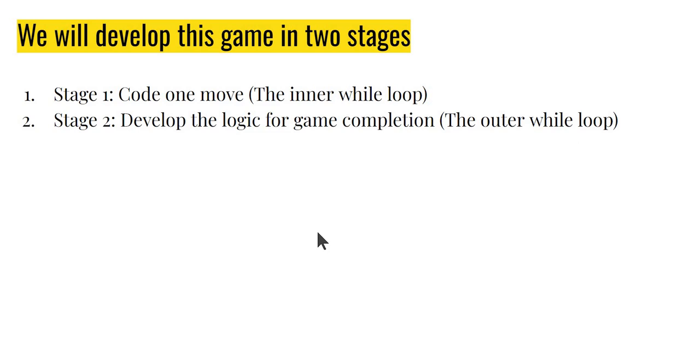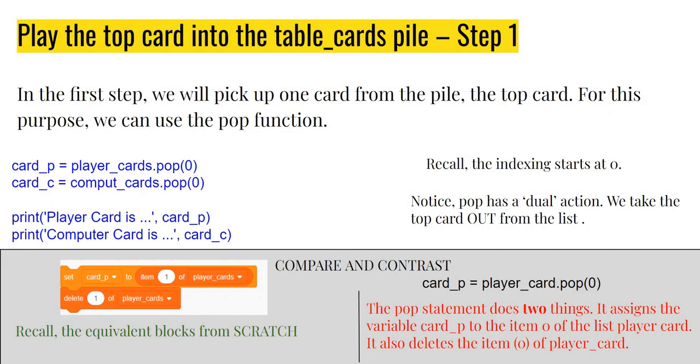Now remember, the inner loop is about the move, and the way the move works is both players pick up one card and they throw it on top of the pile. Remember, the players have a list called player cards and computer cards respectively. Now they need to pick up the top item of that list, which is item 0, and put this on the table. The way we do that in Python is actually quite interesting.